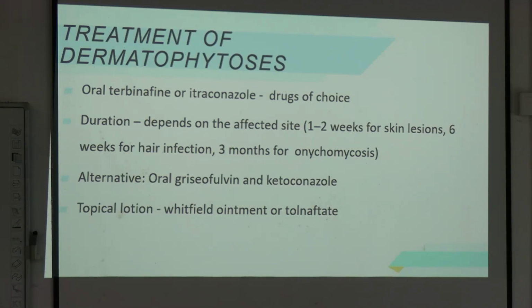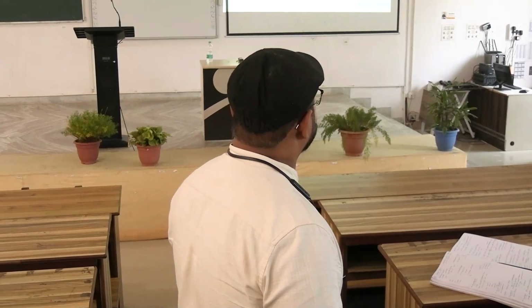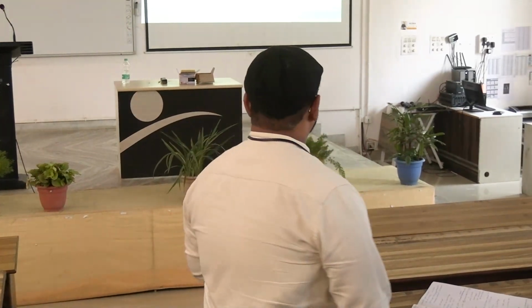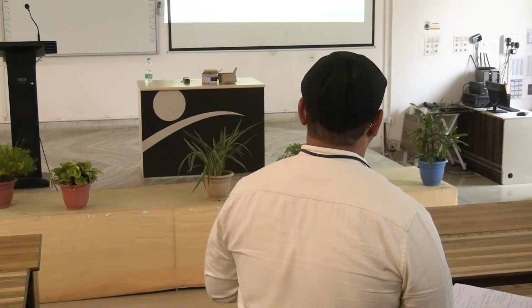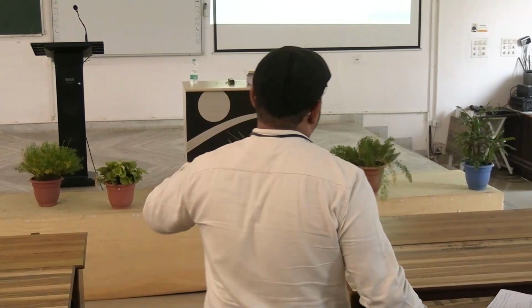So this is all about diagnosis, and you have to know about treatment. Terbinafine and itraconazole are commonly used. Also you can use any kind of azole, also fluconazole. Duration depends on the affected site: 1 to 2 weeks for clean lesions, 6 weeks for hair infections, and 3 months for onychomycosis. Alternatives are oral griseofulvin or ketoconazole, and topical luliconazole, Whitfield's ointment or tolnaftate. So these are the treatment part.